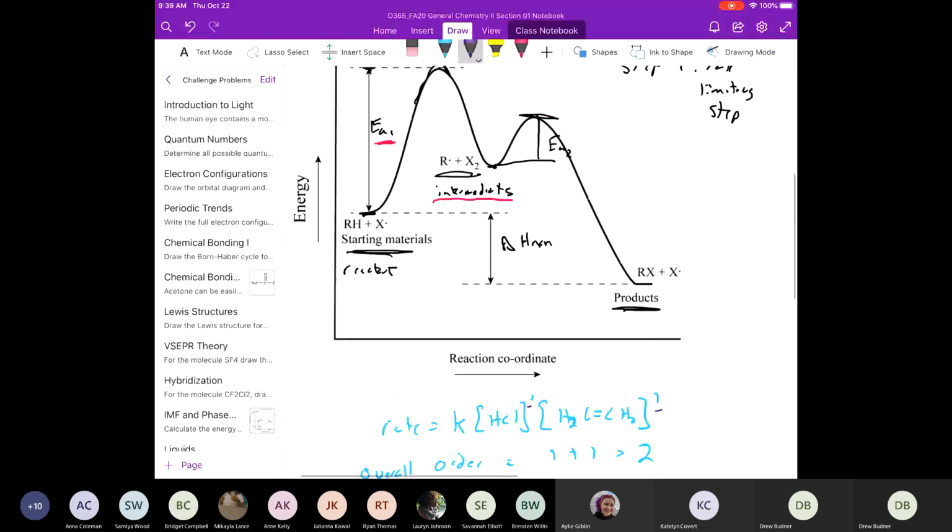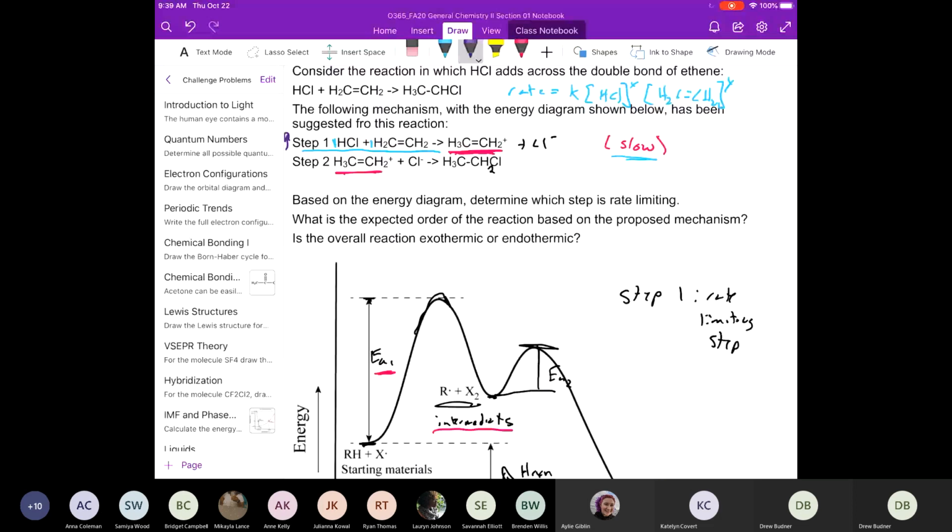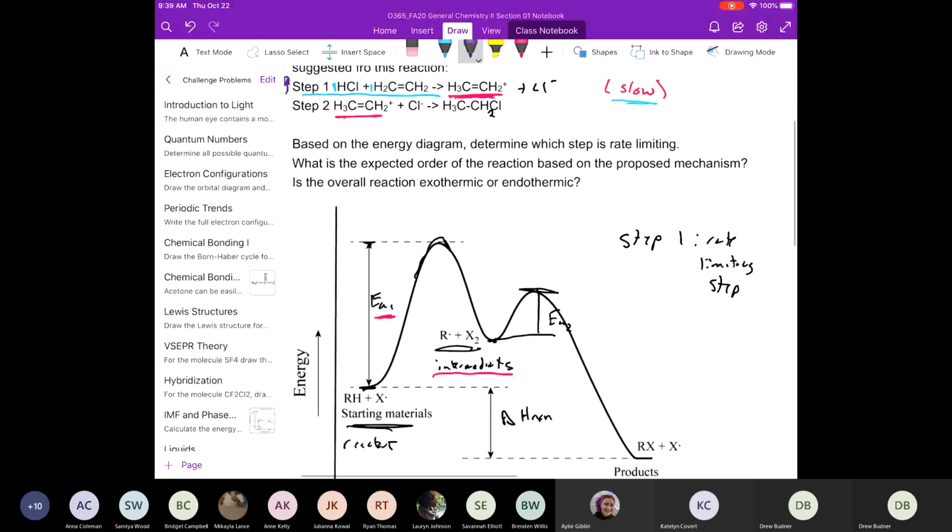This is also why, because everything that happens before the rate limiting step, is where we can get non-whole number rate orders, right? Because we might have to do some substitutions if it's a more involved rate. Okay, so let's go back to this.